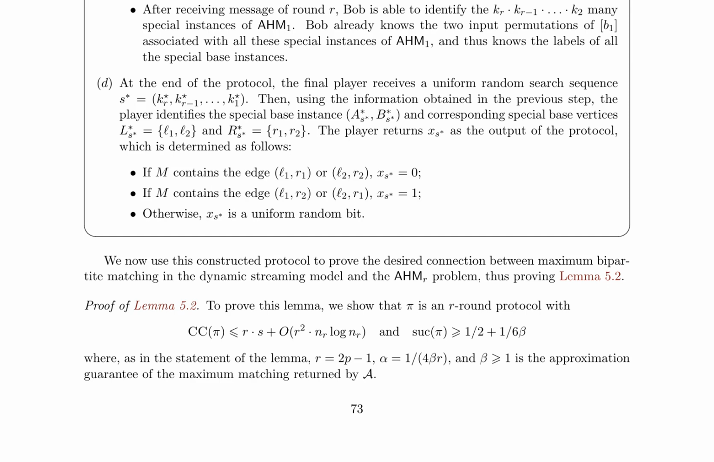The protocol Pi is an R-round protocol with communication complexity CC(Pi) less than or equal to Rs plus O(R squared n r log n r), and success probability suc(Pi) greater than or equal to 1/2 plus 1/6 beta, where R equals 2p+1, alpha equals 1/(4 beta R), and beta greater than or equal to 1 is the approximation guarantee of the maximum matching returned by A.